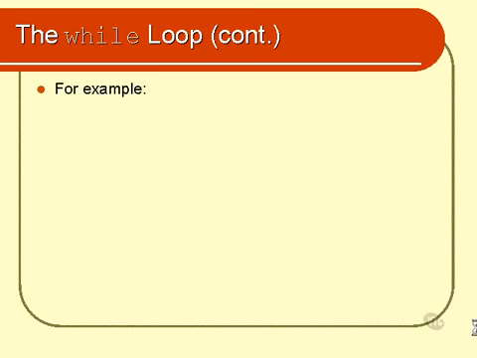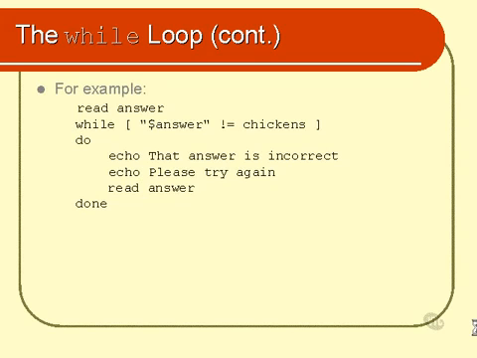Let's have a look at a little example of that. You might use the while loop to read an answer from the keyboard and keep reading the answer until they answer something that is valid. Or in other words, while they continue to answer an invalid answer, you get them to try again. So here we might read an answer, and then we use the test program to test whether the answer that they entered happens to be equal to the correct answer, which might in this case be chickens. And if it's not, then we can execute a code block which would echo out some kind of error message and ask them to do it again.